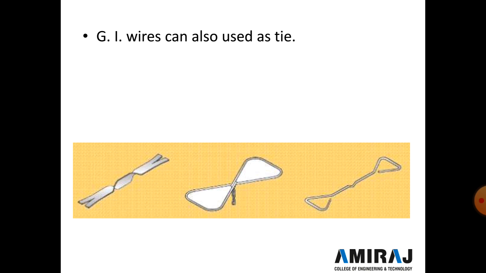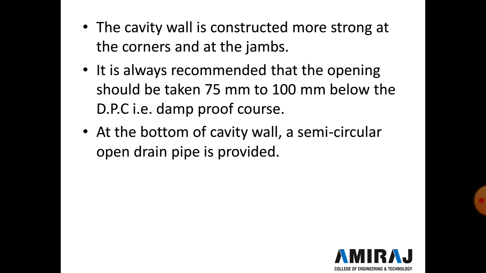Now the cavity wall is constructed stronger at the corners and at the jambs. It is always recommended that the opening should be taken 75 mm to 100 mm below the DPC, the damp proof course. At the bottom of the cavity a semicircular open drain pipe is provided, so the drained water is collected from the bottom. For the drain off, one pipe is provided at the bottom portion of the cavity.